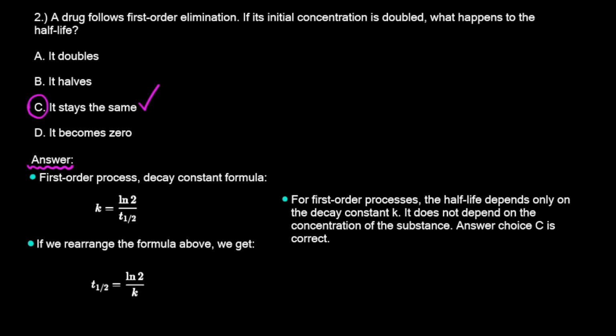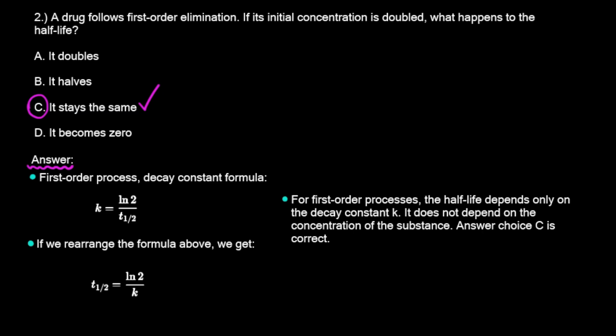This equation tells us something very important. For a first order process, the half-life depends only on the decay constant. It does not depend on the initial amount or the concentration of the substance. Now the question asks what happens to the half-life if we double the starting concentration.